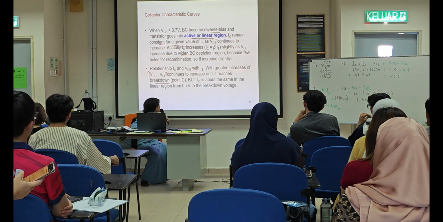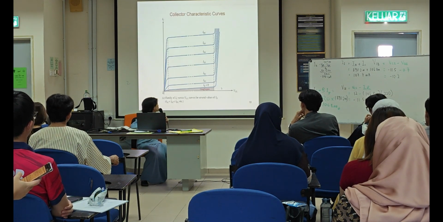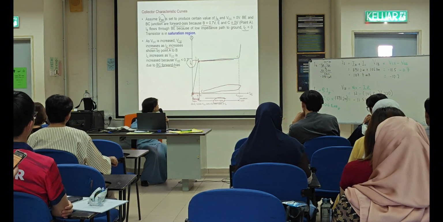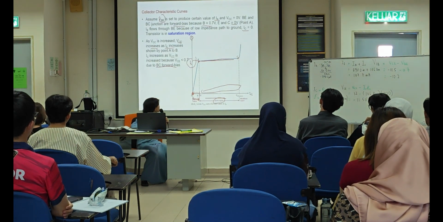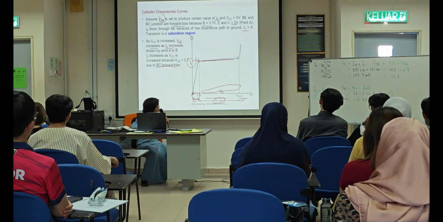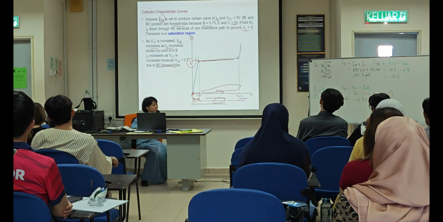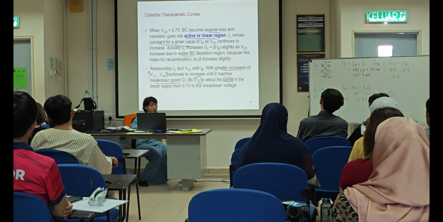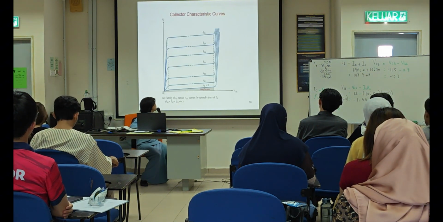But IC is the same. IC is the same in the linear region until the breakdown point. The meaning of this is that until the breakdown point, it will remain the same, but your voltage is increasing. You see the voltage VCE is increased, but your IC is the same. This is the explanation in words, so you can measure it.